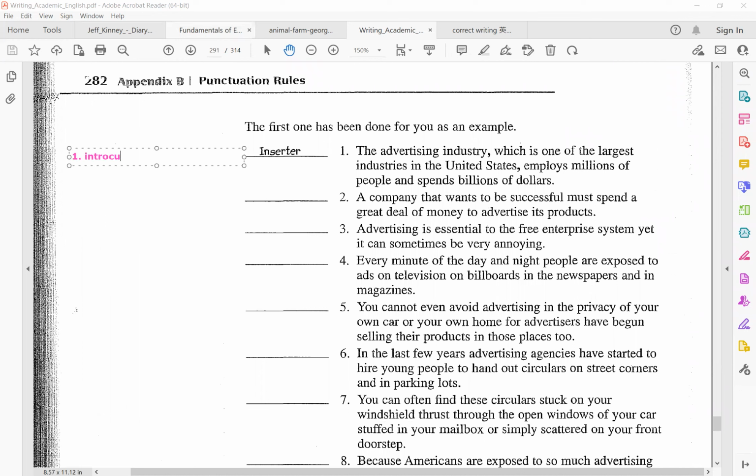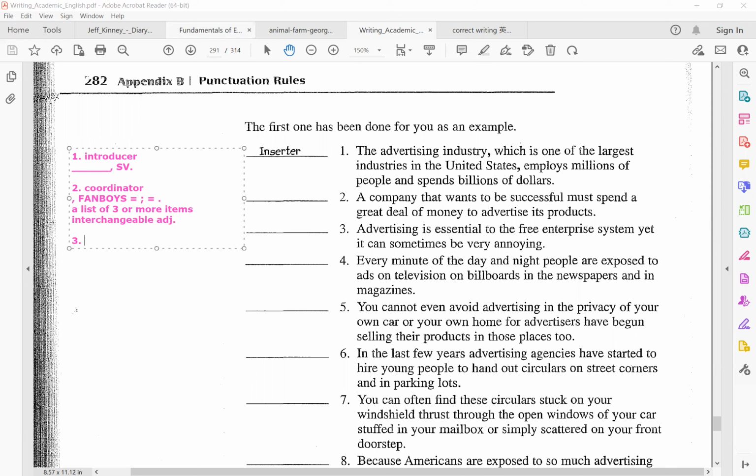The first one, introducer, is whenever you have a word, a phrase, or dependent clause followed by your subject verb. Number 2, your coordinator comma, often used with fanboys to separate complete sentences. And when you are introducing a list of items, a list of 3 or more items, or interchangeable adjectives.